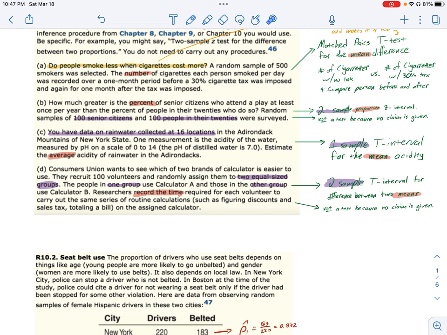Again, I believe it's an interval because it never says anything like we believe one group to like we don't believe calculator A is any better than calculator B. We believe there's going to be a difference. Never says that. So they're just saying, hey, create an interval to determine what the difference is.